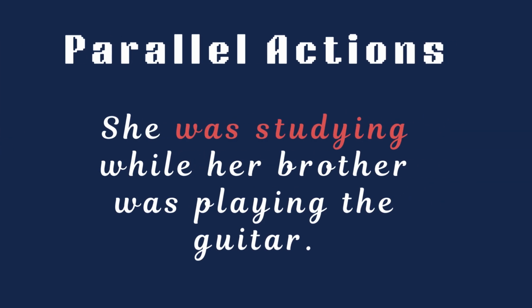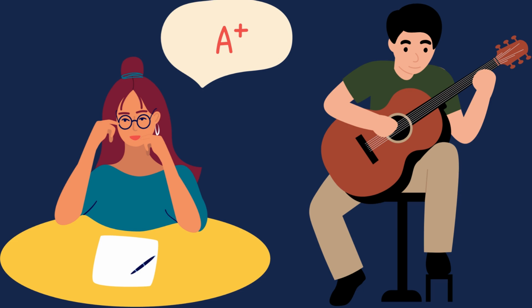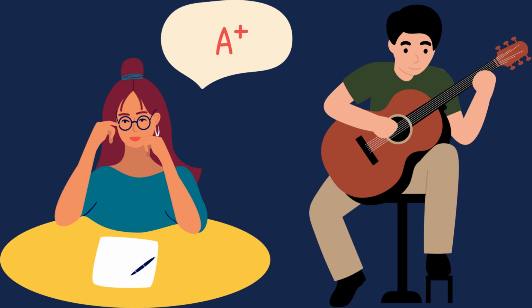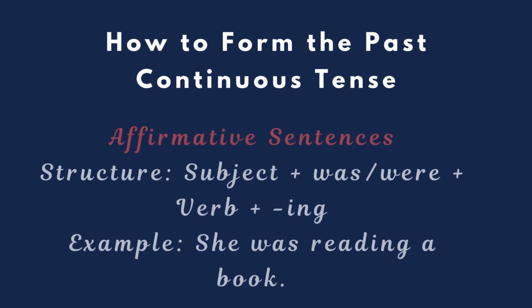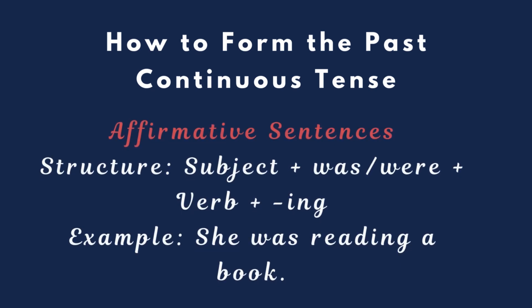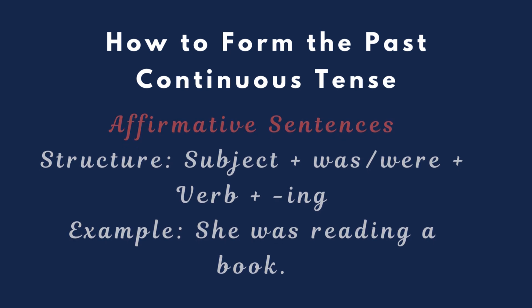It's also used to show two actions happening at the same time. For example, she was studying while her brother was playing the guitar. Both actions were occurring simultaneously in the past. Let's break down how to form the past continuous tense. For affirmative sentences, use the structure subject plus was or were plus verb plus ing. For instance, she was reading a book.